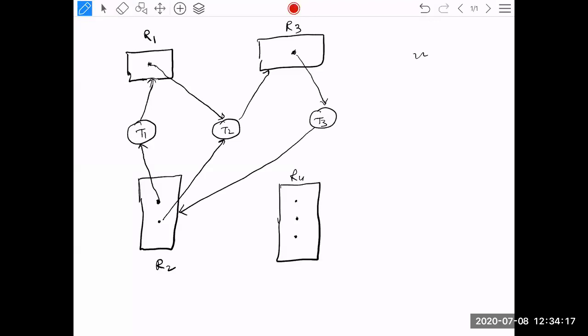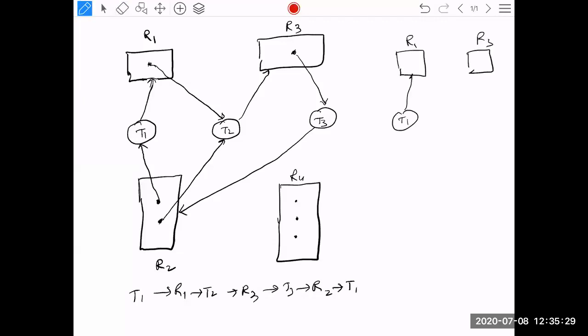Okay, do you see any cycle here? Can you come up with the cycle? T1, R1, T2, R3, T3, R2, and T1. Now this condition would create a deadlock. Now I create another situation. Same situation, what would happen? Let's see.